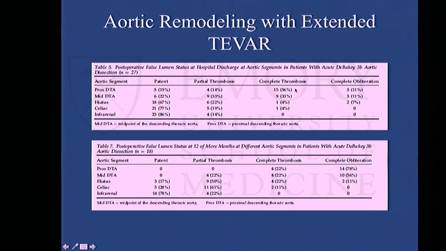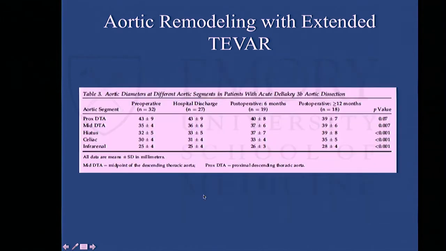Partial thrombosis and complete thrombosis along the length of the stent, these top two, are starting to get fairly high numbers. This is a year out, and you can see that the majority of the stented segment has complete obliteration or complete thrombosis. But the abdomen again stays patent.